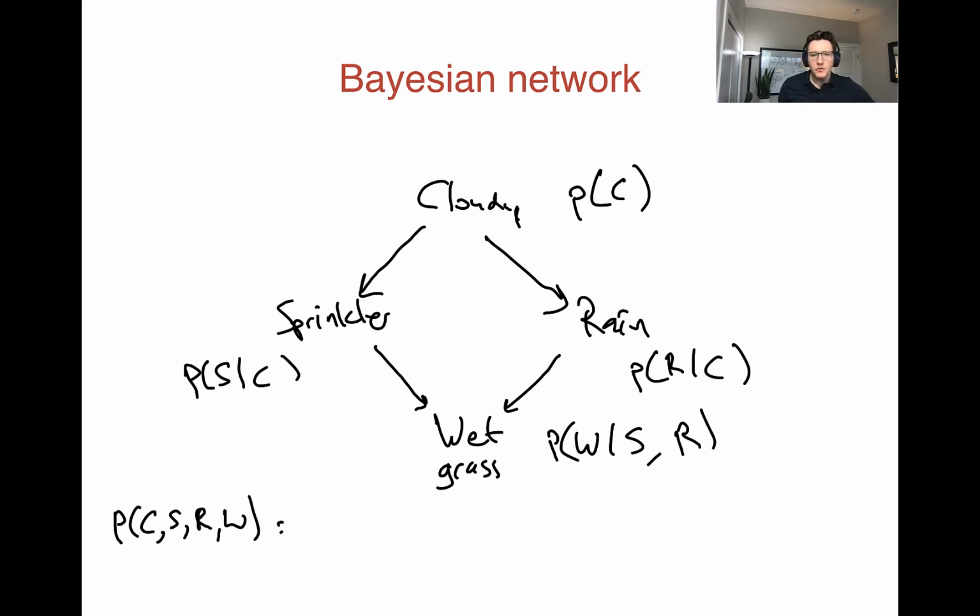We can apply the chain rule. We're going to apply the chain rule specifically in topological order of the variables. So what is topological order? A Bayesian network is required to be a directed acyclic graph, DAG. So it's a directed graph in the sense that it has edges, and those edges have directions, they're arrows. And it's required to be acyclic, which is to say that there can't be any directed cycle. So you couldn't go cloudy causes sprinkler, causes wet grass, causes cloudy.